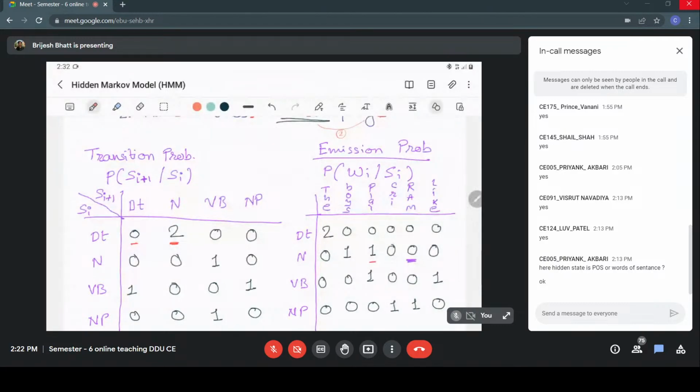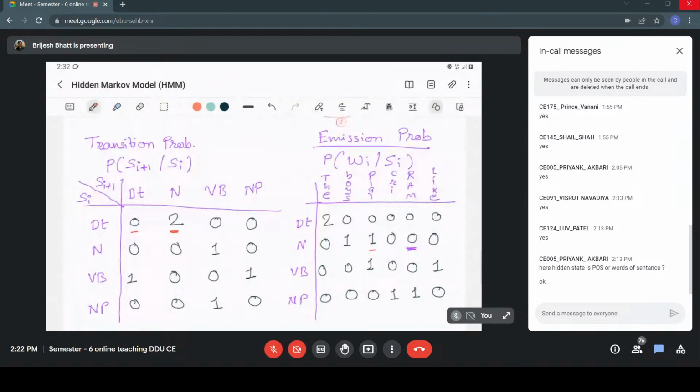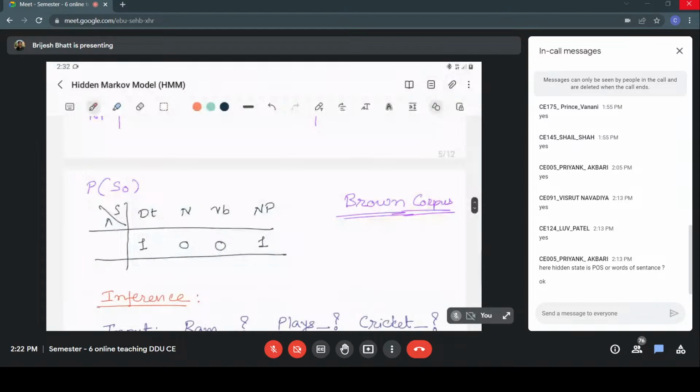What next? Once the tables are prepared, what do we do? We have parameters, and now given a sentence, we will use these parameters to calculate the probability of all the outcomes, and we will choose the outcome with the highest probability. One corpus you can explore is the Brown corpus, where the words carry part of speech tags, and you can use it for your experiments.